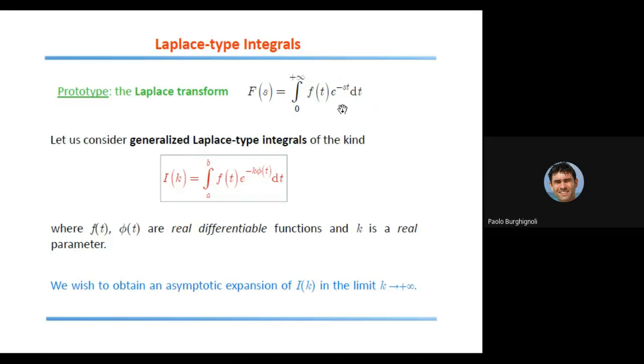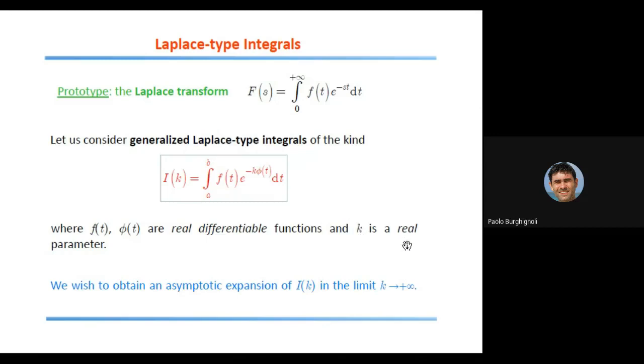Now we will deal with a sort of generalized Laplace-type integral in which we may relax the boundaries, so they are not necessarily 0 nor infinity, but they can be two arbitrary numbers, a and b. And in addition to that, instead of having t in the exponent, we may have a function phi of t. So here you can see this integral is defined in terms of two functions, f of t and phi of t, where both are real, and we will assume they are sufficiently smooth, for example, differentiable, whereas k is a real parameter, which we will assume is a large parameter.